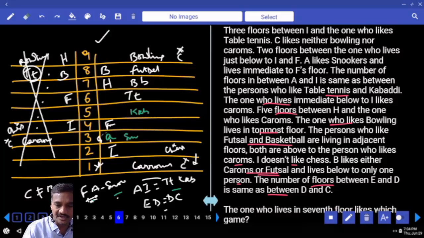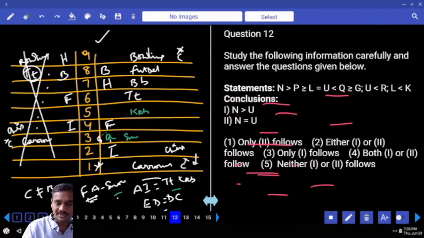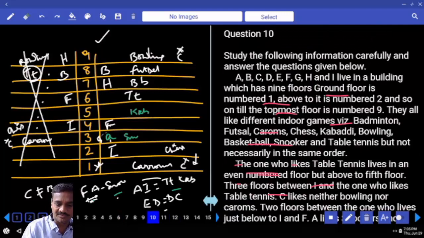Then E and D, D and C is the information we have. Where are E and D? D must be exactly between, hence D must be at this place. If D is here, there are 3 in between these two and E and C will be in this one. C cannot be at this place, C cannot be here, that is not possible. Are you getting this or not? And finally A cannot be at this place.